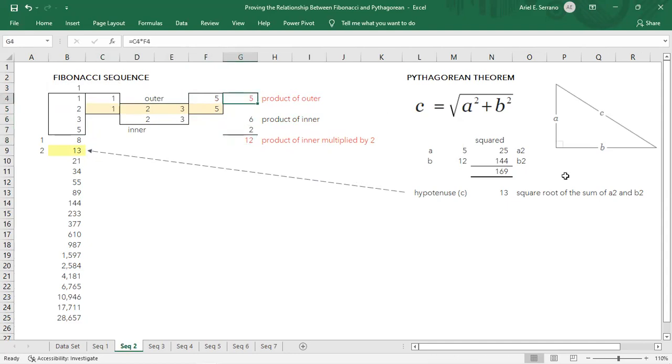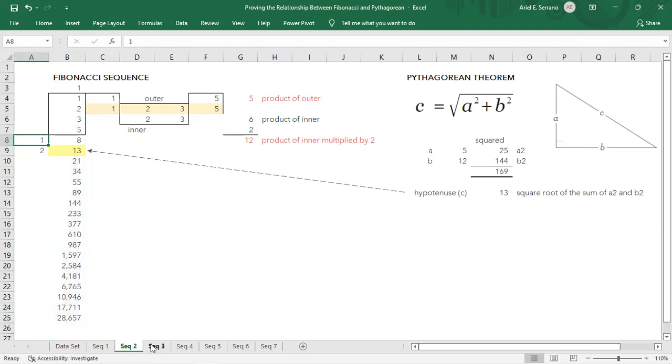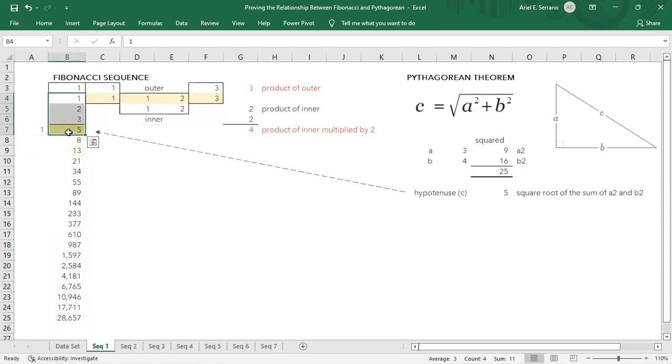So 5 squared is 25. 12 squared is 144. The sum of the two is 169. The square root of 169 is 13. Let's check if the amount is here in the Fibonacci sequence. And yes, you will see it here. Okay? So kung kanina, sa sequence 1, the answer is immediately at the bottom.